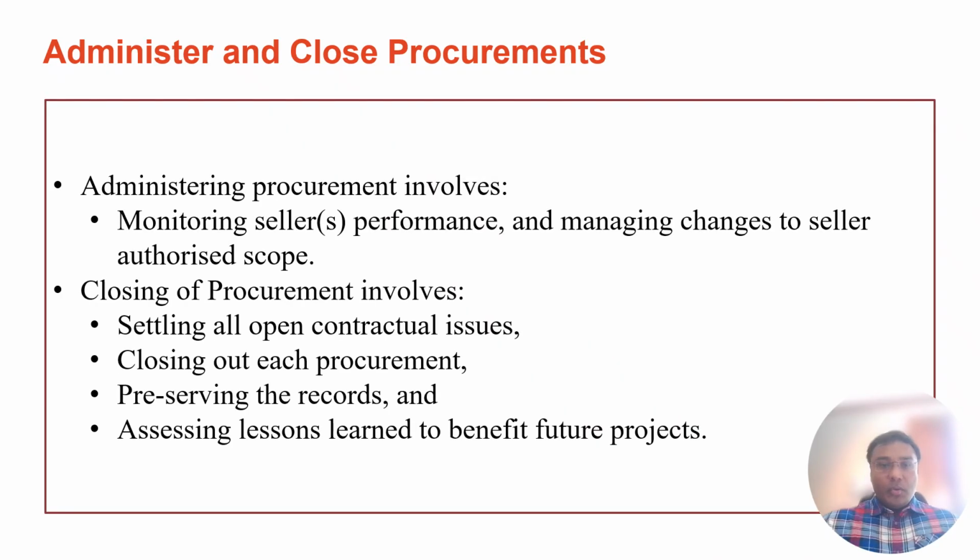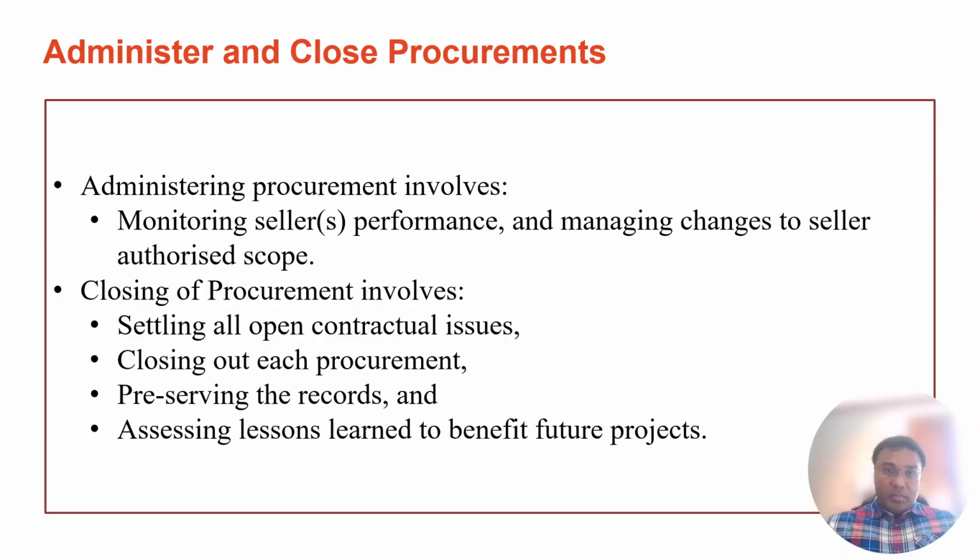Now let's look onto the third and fourth stages, which are administer and close procurement. Once a contract is awarded, we must administer it. This means monitoring performance, managing changes, and ensuring deliverables are met. At the end, we close a procurement by settling accounts, confirming all obligations have been met, and preserving records for any future audit purposes. We also capture lessons learned so that future projects can benefit from what we have discovered.